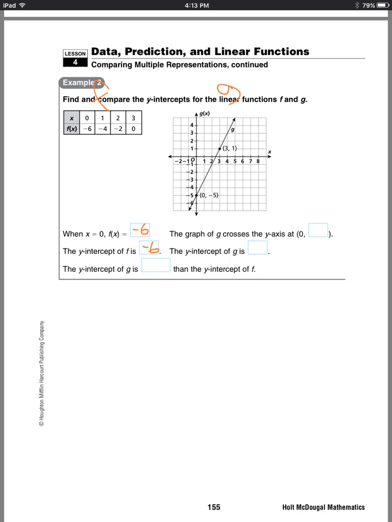Now we have to look at the graph. And we can see that the graph crosses the y-axis where x is 0, y is negative 5. So the y-intercept of g is negative 5. So the y-intercept of g is 1 more than the y-intercept of f, because negative 5 is 1 greater than negative 6.